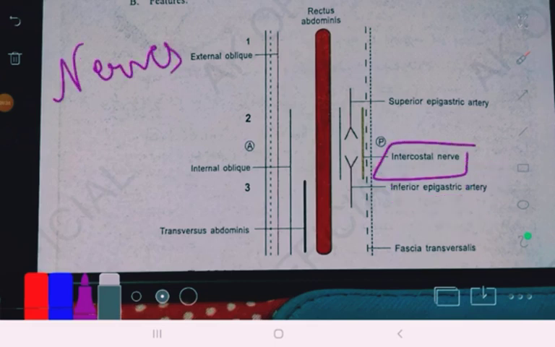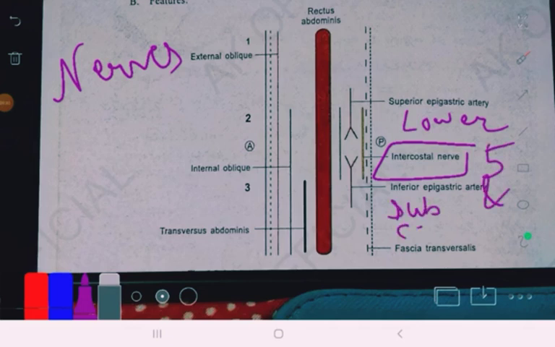Now the nerves are lower 5 intercostal nerves and also subcostal nerve.